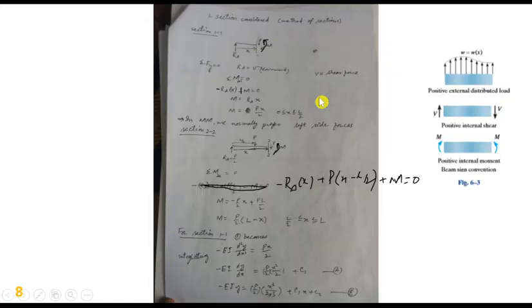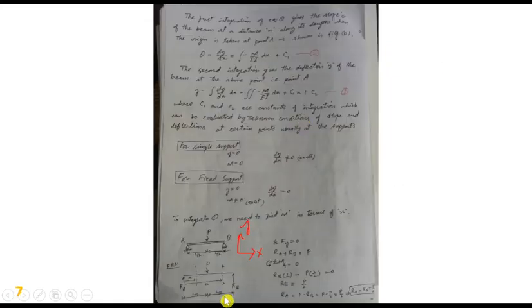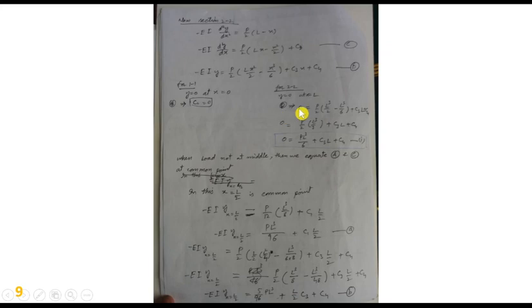At this point, the deflection should be 0, and here x is equal to L. So by putting this value, it is 0 equals P by 2 into L cubed by 2 minus L cubed by 6 plus C3 into L plus C4.